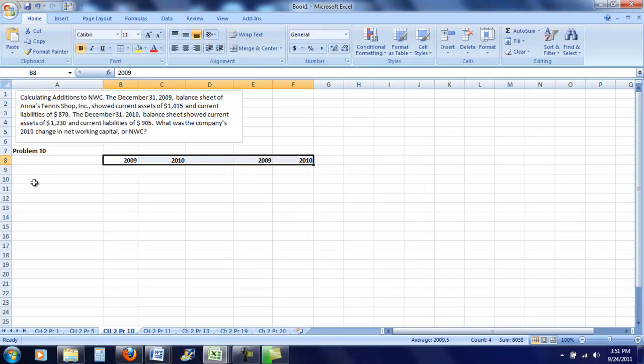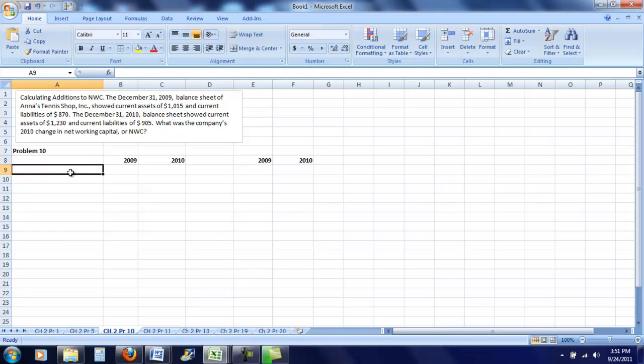So, we're calculating additions to net working capital. In December 2009, the balance sheet of Anna's tennis shop showed current assets of $1,015 and current liabilities of $870. In 2010, the balance sheet showed assets of $1,230 and $905 in liabilities. What was the change in working capital?